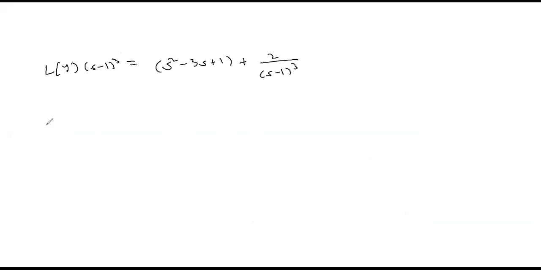Now I'm not going to take the LCM and all, because it is s minus 1 and s minus 1. So I just want to divide with (s minus 1) whole cube: (s square minus 3s plus 1) by (s minus 1) whole cube, plus 2 by (s minus 1) whole power 6.